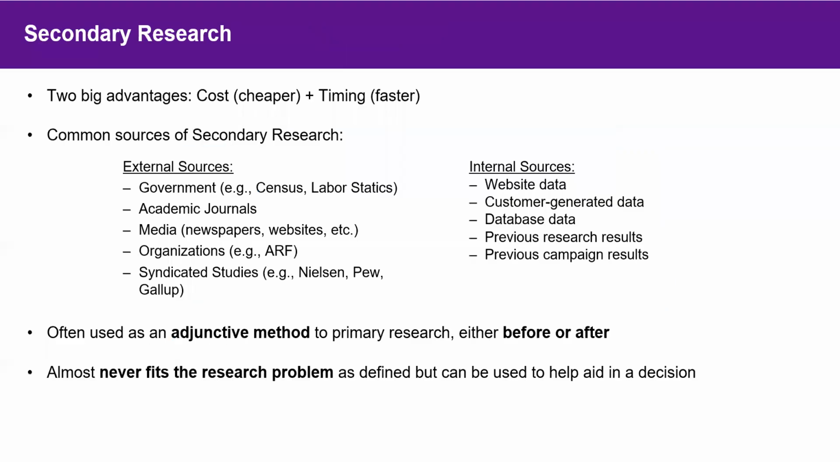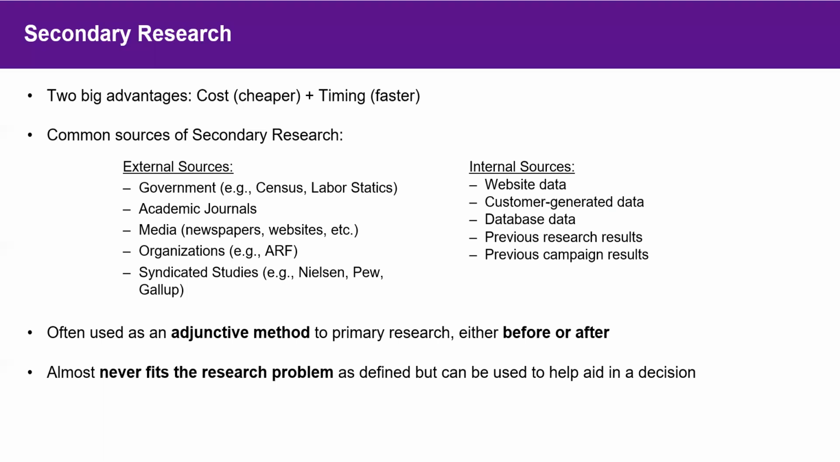To touch a little on why you might do secondary research, it's really two reasons. It's faster and cheaper. In terms of what the secondary sources could be, these really run the gamut. We see government sources like the Bureau of Labor Statistics, of course, the census, academic journals, media institutes, organizations just like the ARF constantly are doing their own research, posting their own studies, and then more longitudinal syndicated data sources like a Nielsen or a Pew or a Gallup that collect lots of data, and then they sell it to multiple different partners or agencies that can all leverage that data together.